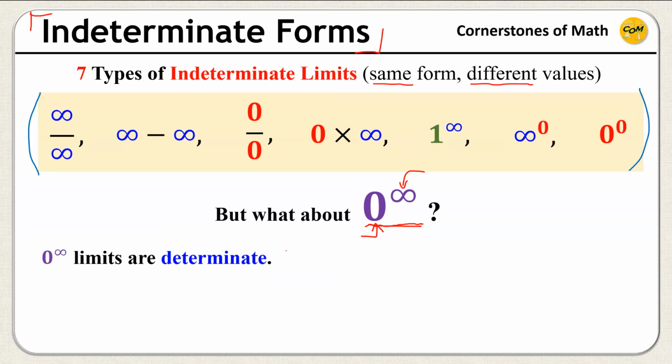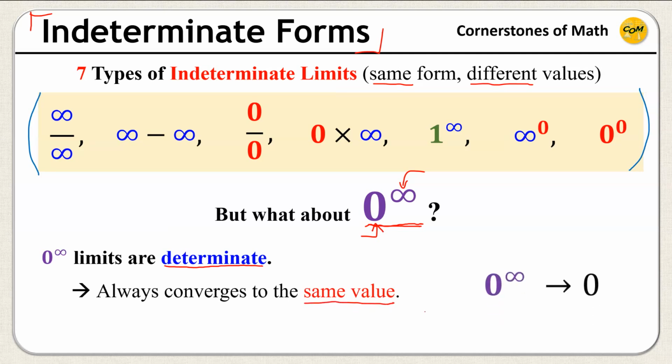Well, contrary to such intuition, the 0 to the infinity type limits are not indeterminate, or should I say, determinate limits. That is, limits of this type all converge to the same value. More specifically, they all converge to 0. This is a very interesting property, and I am going to prove this in this video.